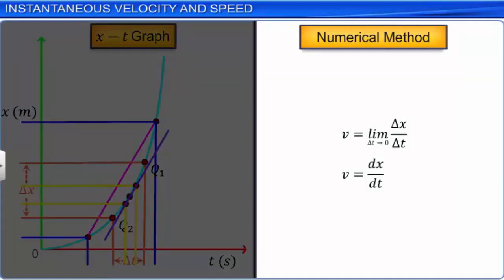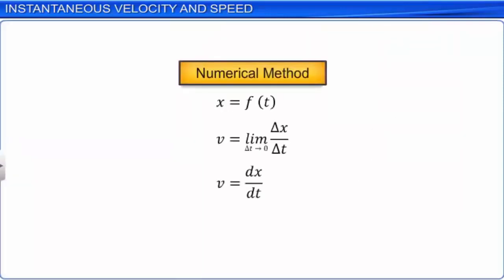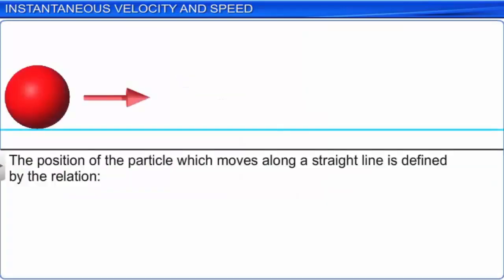Let's solve a problem using this numerical method. The position of a particle that moves along a straight line is defined by the relation x = t^3 - 6t^2 - 15t + 40, where x is expressed in meters and t in seconds.